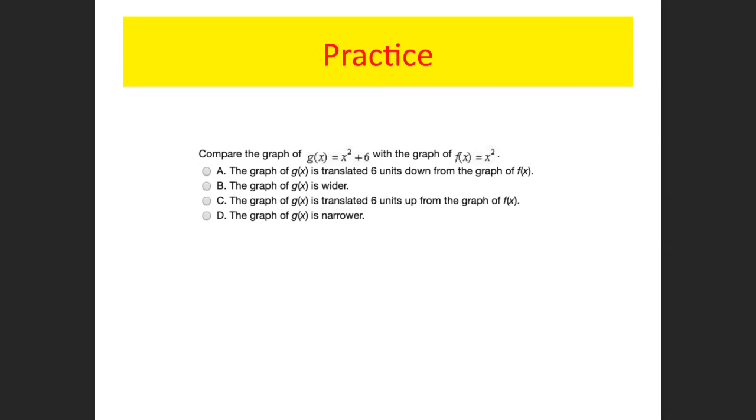So the graph of g of x is translated 6 units down. Nope. The g of x is wider. Nope. They're exactly the same. The graph of g of x is translated 6 units up from the graph of f of x. Well, that sounds about right to me, that it's just going to be shifted up. I'll go with that one. All right, that is the first section of this week's assessment.